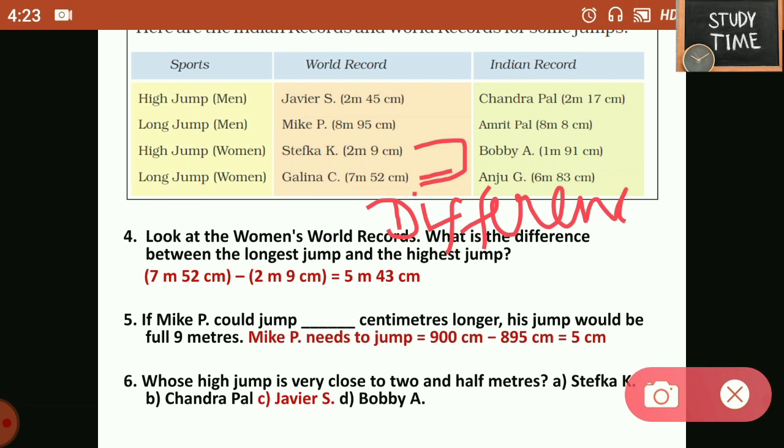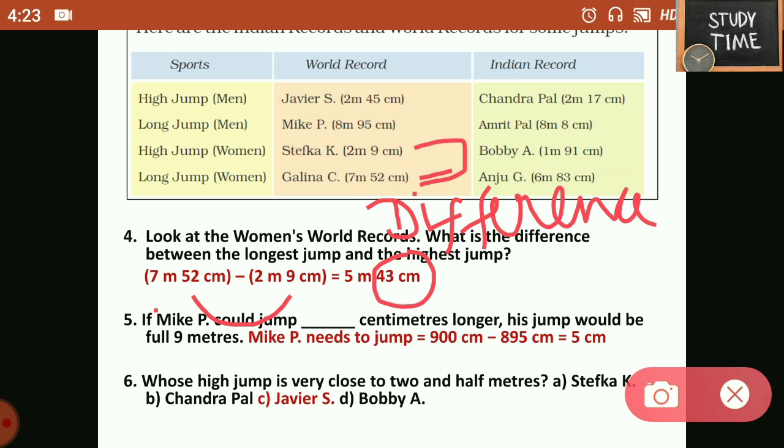7 meters 52 centimeters. First subtract 52 minus 9, 43. 7 minus 2 is 5. Already I told you, you have to subtract or add only with the same unit. So meter with meter, centimeter with centimeter.